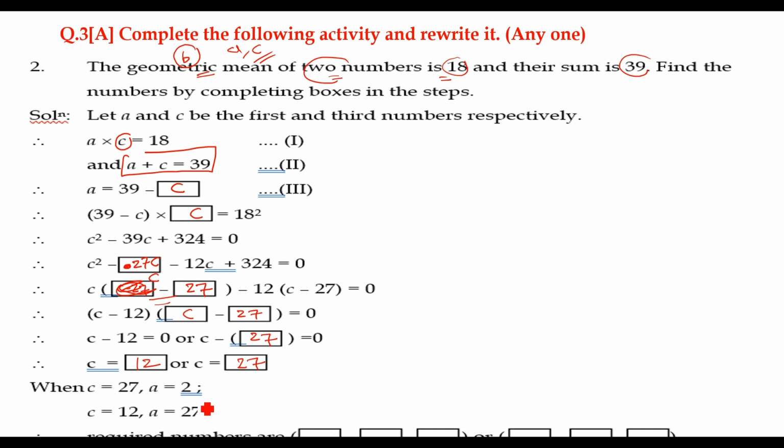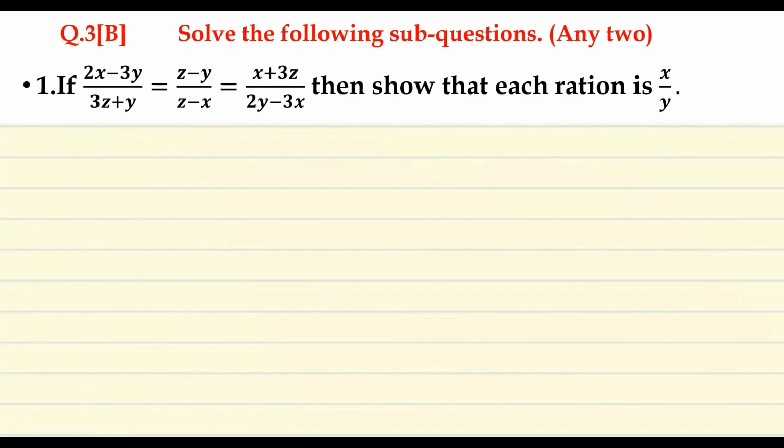Therefore the required numbers are, you can put these values and you will get the required numbers. If I take a as 2, then the geometric mean of the two numbers is already given as 18, so this will be 18 and 27. If I take a as 27, then this is 27, the middle will be 18, and then 12. Therefore my numbers are either 12, 18, 27 or 27, 18, and 12. So this is regarding question 3a.